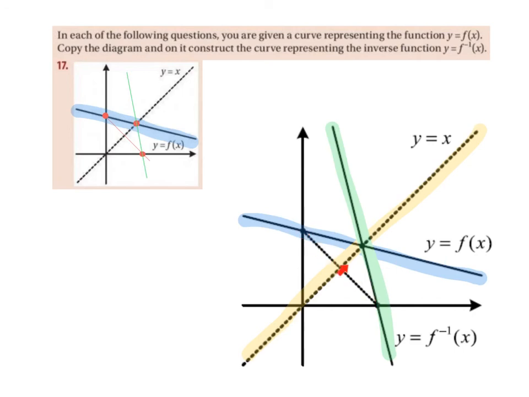And this line here, which is the perpendicular bisector of the line y is equal to x, is what we used to find our second point. And remember, you only need 2 points for a straight line.